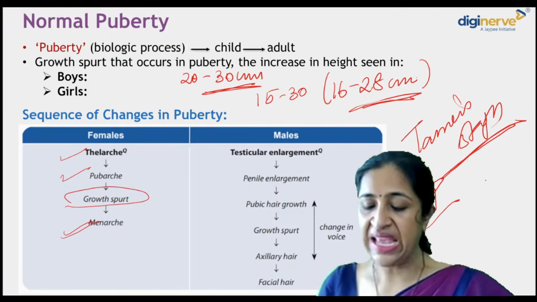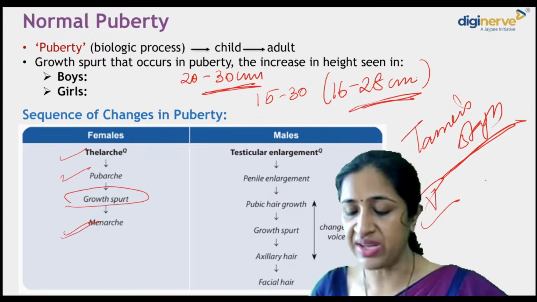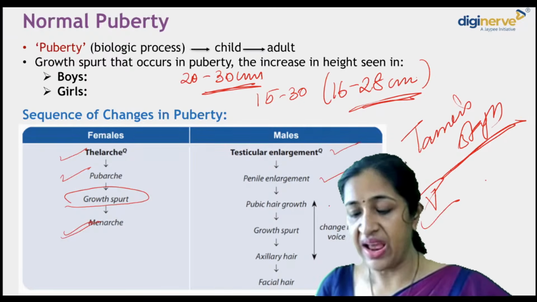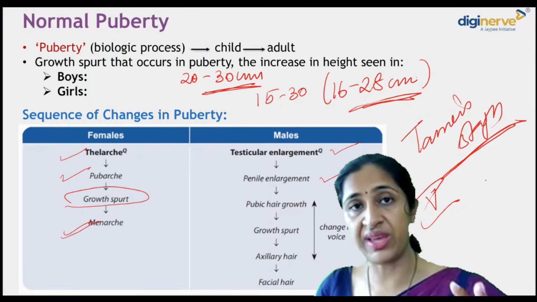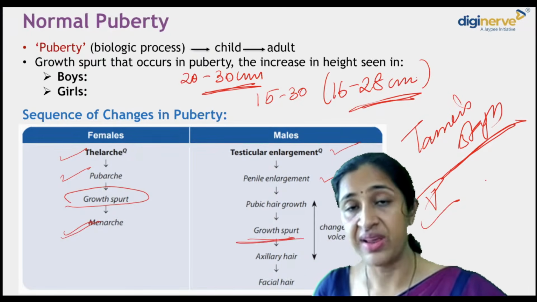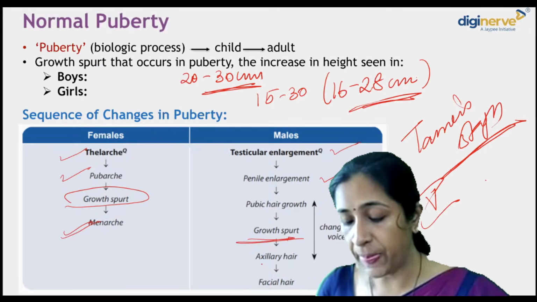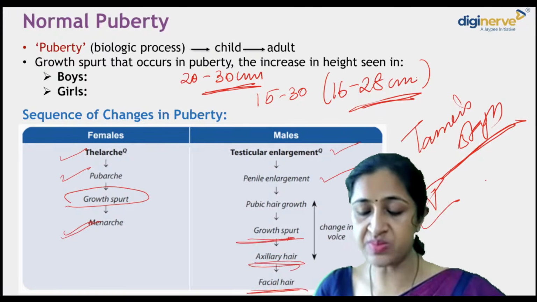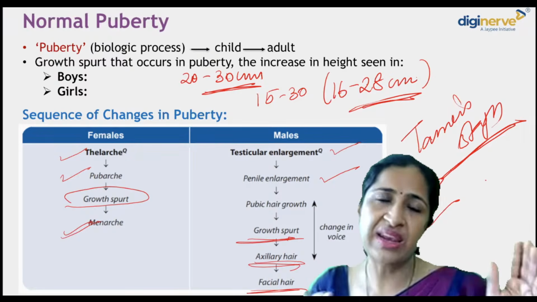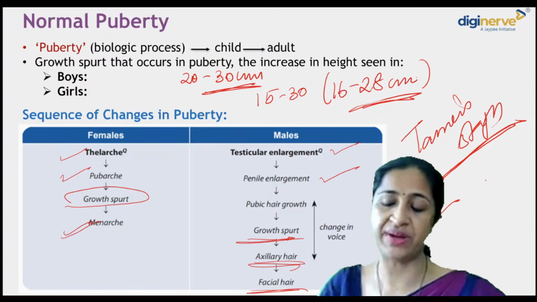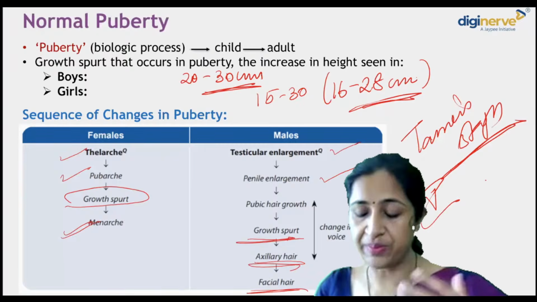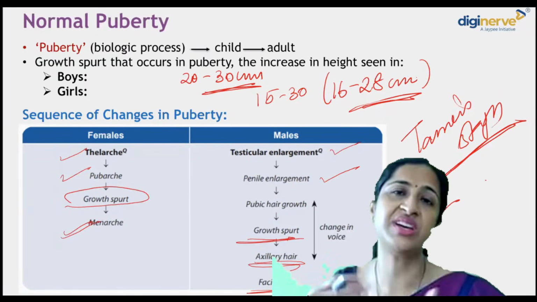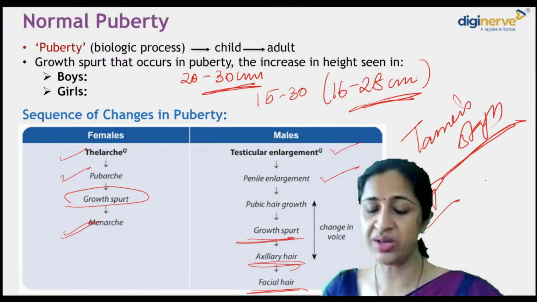Okay. In boys, however, it starts with testicular enlargement, proceeds to penile enlargement. After that, you have the pubic hair growth followed by growth spurt. After growth spurt, what do you have? You have axillary hair and facial hair. Okay. So the growth spurt is a little later in boys as compared to girls. The pubic hair, the growth spurt and the axillary hair occur together with the change in the voice of the boy. Okay.